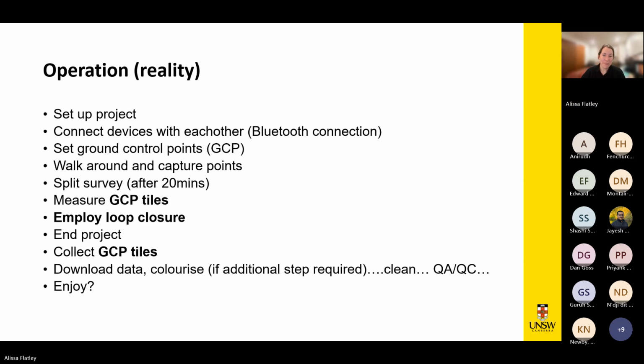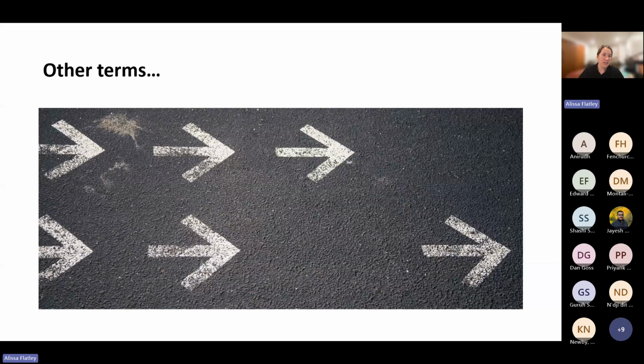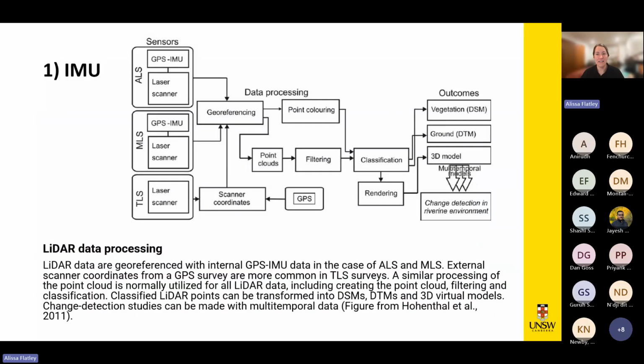Yeah. So I want to talk now a little bit about some other terms that are connected to handheld terrestrial laser scanners. Hopefully this is not too boring. I think it's quite useful to know some of the terminology. So the first one I want to talk about is IMU, which stands for Inertial Measurement Units. And this is essentially used to guide the handheld laser scanner to let it know where it is in space.